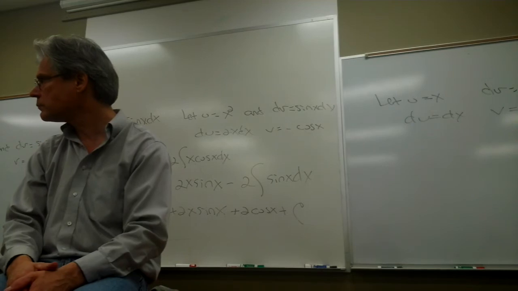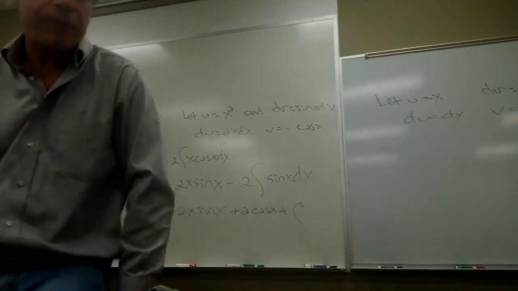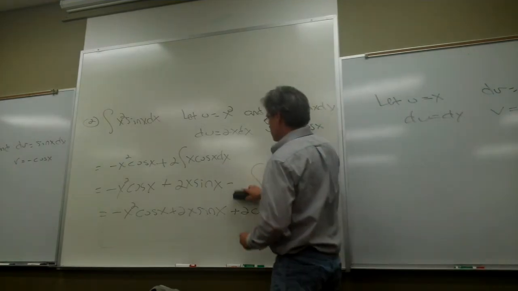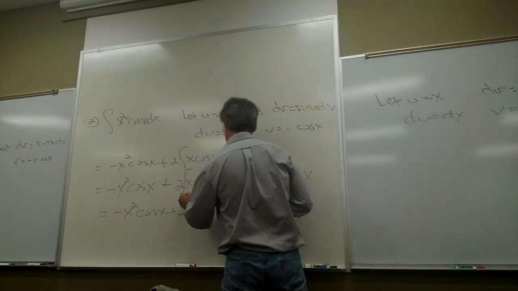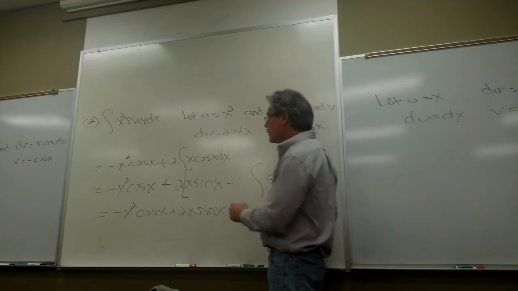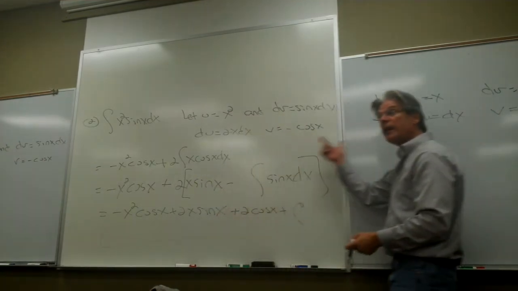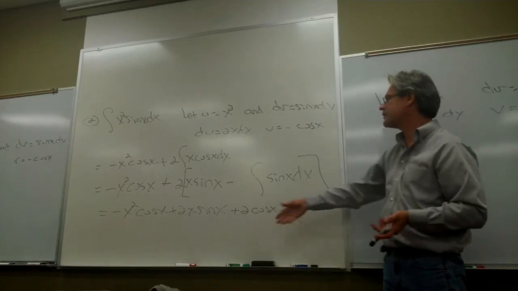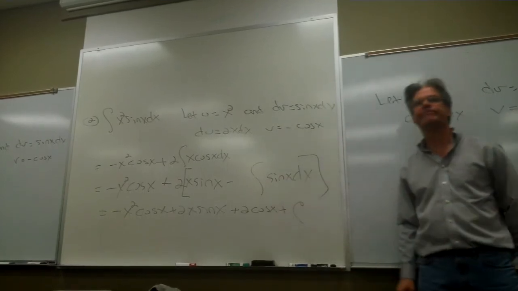Where does the second 2 come from? That came from the fact that I really have this. The 2 is being multiplied by the entire integral. So when I apply the integration by parts technique, I get this. I just skipped a step. I remove the brackets and distribute the 2.